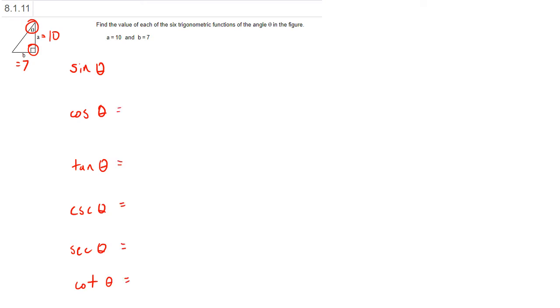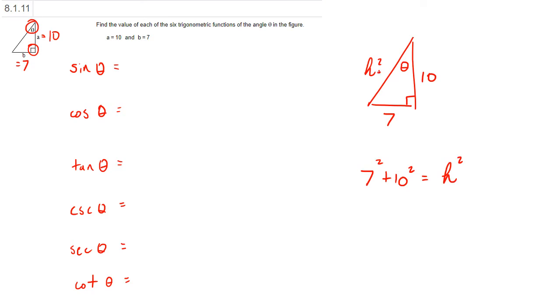Now, since we are given A and B in a right triangle, I'm just going to draw a larger copy of the triangle over here. So here is our angle theta. We have the side length 10 and we have this length 7. So first, let's find the length of this hypotenuse. Since we are in a right triangle, we can use the Pythagorean theorem. The sum of the 2 legs squared is equal to the length of the hypotenuse squared. So 7 squared is 49, 10 squared is 100, so we have 149 is equal to h squared. So h is equal to the positive square root of 149.